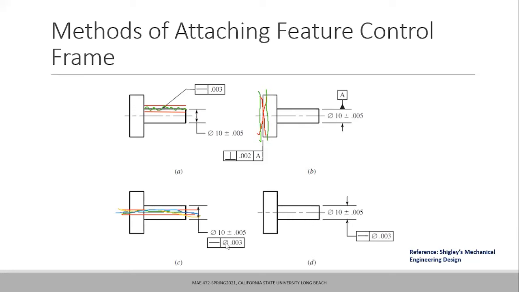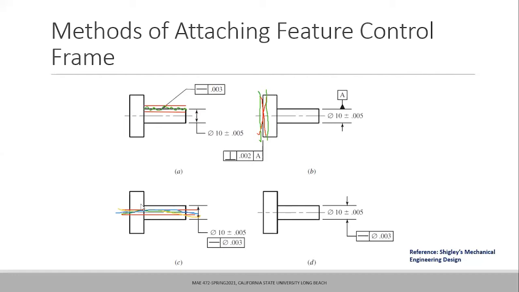So here in this third view, label C, the dimension is diameter 10 plus minus 0.005, and it has a feature control frame which says the axis, because it is attached to the dimension, so this control frame is applicable to the axis of this cylinder. The axis has to be straight with a tolerance of 0.003. That means the axis can lie between two straight lines that are 0.003 millimeters apart.